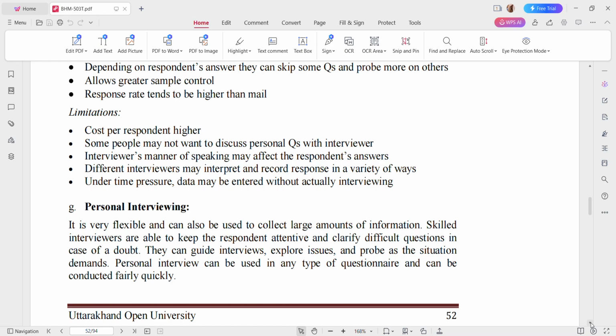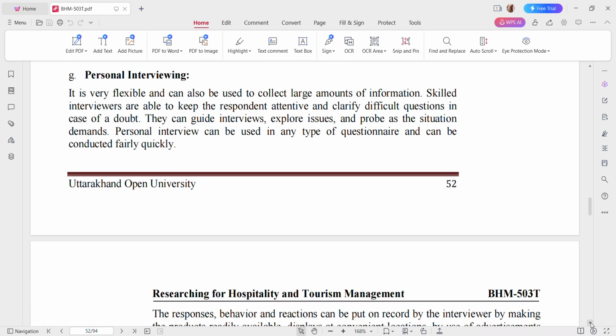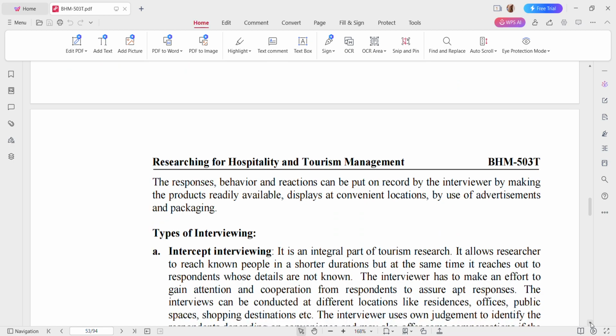Ito, mas maganda mag-personal interview, especially if your study is on lived experiences. It's more on, especially in ethnographic research, yung mga ganyan. Well, you have to really do it personally, or you do phenomenological research where you have to really observe the participants and so on, especially in case analysis, no? Case study. Alright, now here, the responses, behavior, and reactions can be put on record by the interviewer by making the products readily available, displays at convenient locations, and use of advertisement.